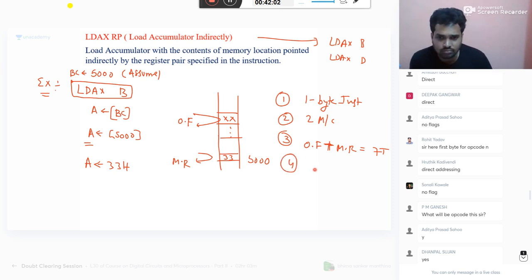Next. What is the addressing mode here? You are using register as a pointer. So what is the addressing mode? Register indirect addressing mode. Next. No flags are affected. This line need not be written every time.